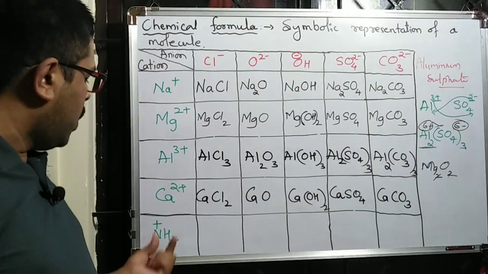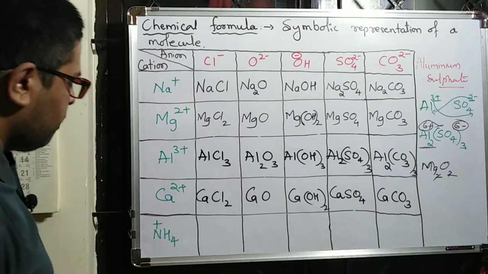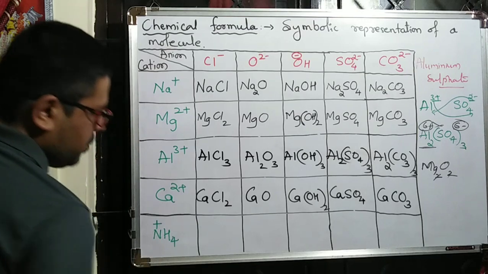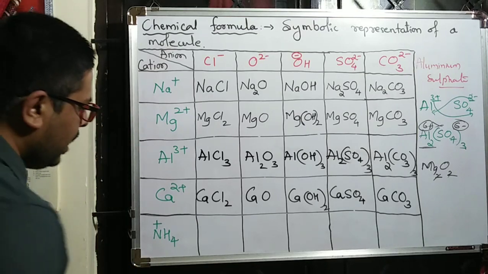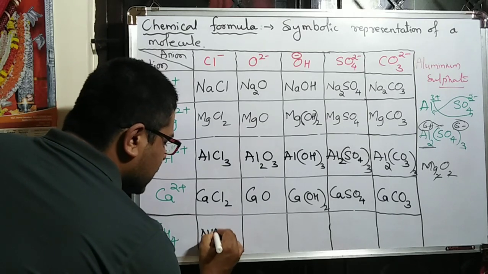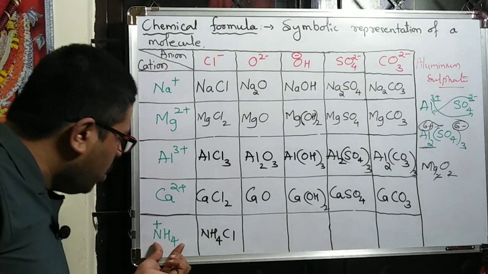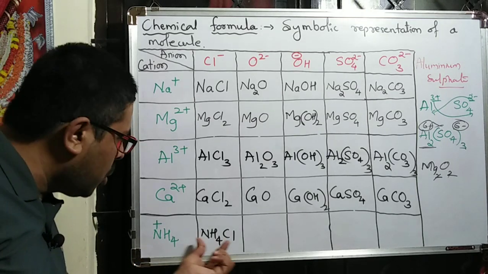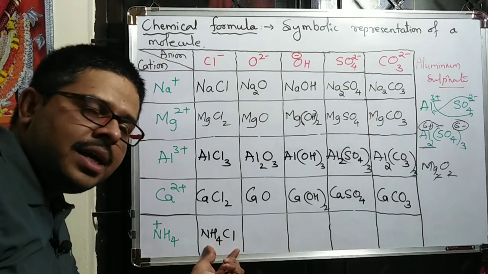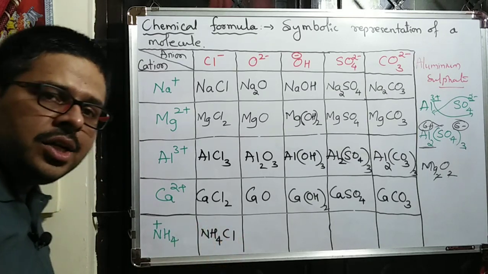Next we'll move to ammonium. In case of ammonium, remember, here you can see NH4 plus is there. Correct? NH4 plus and Cl minus, we will write it as NH4Cl. Very simple. What is the name? Ammonium chloride. It is not ammonium chlorine. That is wrong. Ammonium chloride it should be.